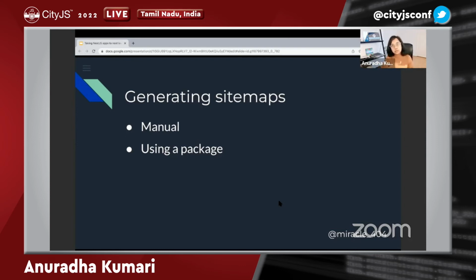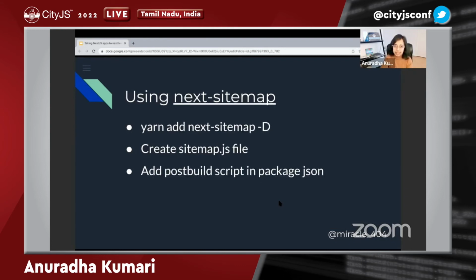You can also use some of the packages. So there are multiple packages available. I found one which I am using, which is next-sitemap. So what we can do is go ahead and add this as a dev dependency to our project. So we can say yarn add next-sitemap -D, and it will add it to our dev dependency. Then go ahead and create a sitemap.js file, which is where our config will be. And we need to add a post build script in package.json. And the idea is that anytime our project is building, we want to create a sitemap.